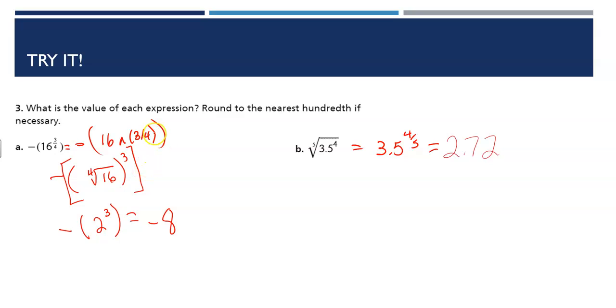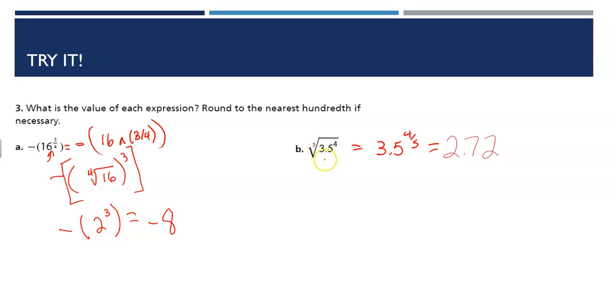You could have done this one actually without a calculator. I showed you this way. The important thing is that you remember to do what's inside the parentheses first and then take the negative, the opposite of it. So I did 2 to the third, I ended up with 2 to the third, and then I did the opposite of that. 4 times 2 is 8.